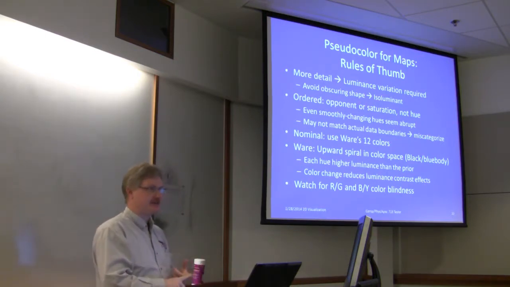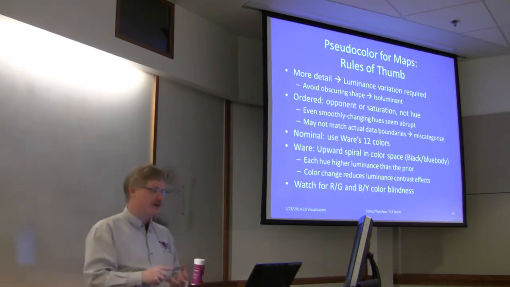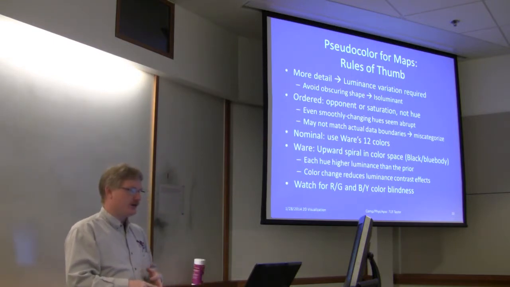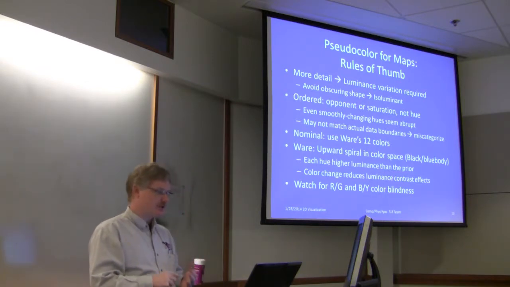Okay, so then rules of thumb that you pick from that channel. More detail, I keep saying this 1,000 times, and you'll remember it. Luminous variation is required. Ordered opponent or saturation scales, not hue. Nominal use where it tells colors, and you want this upward spiral in color space.